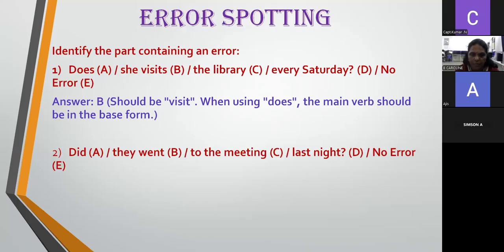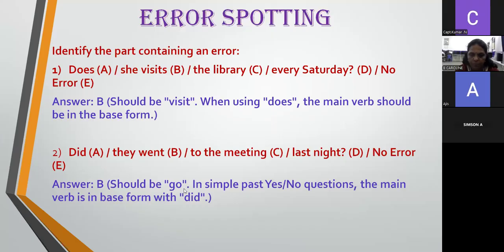Let's see the next one. Did they went to the meeting last night? Here the question starts with the past verb did. In section B, it is given they went. As I already told you, when there is a do verb, any kind of do verb in a sentence or in a question, the main verb should be in present form. So here it is given went, so it should be go. Did they go to the meeting last night?